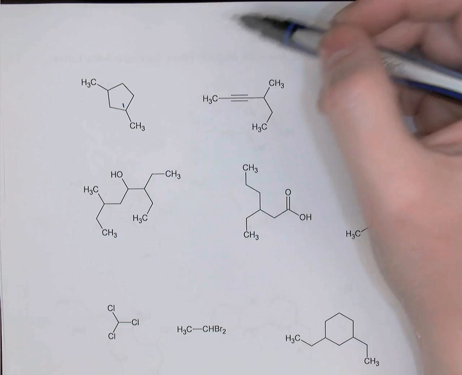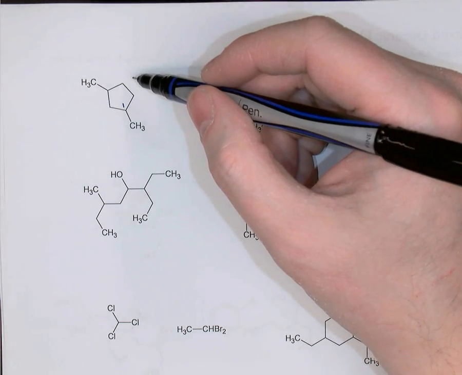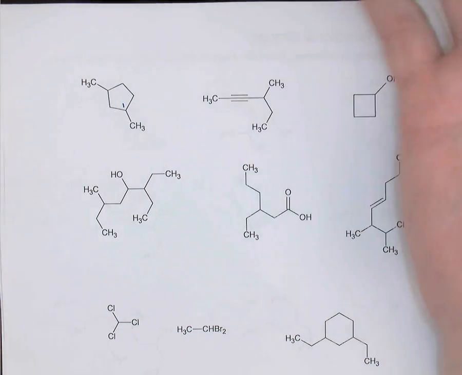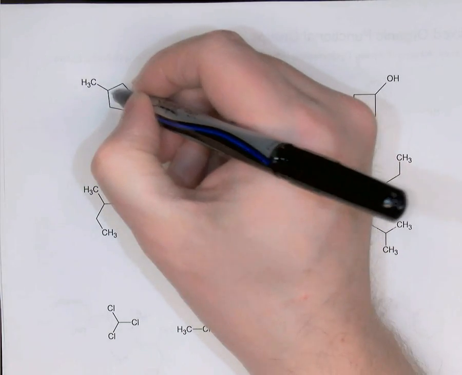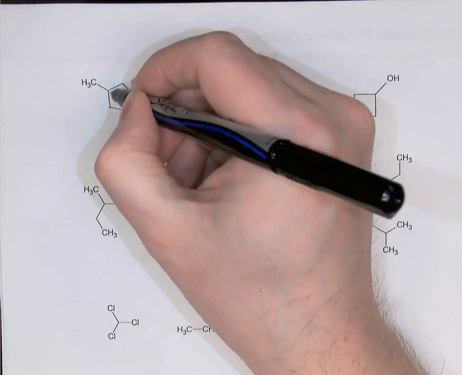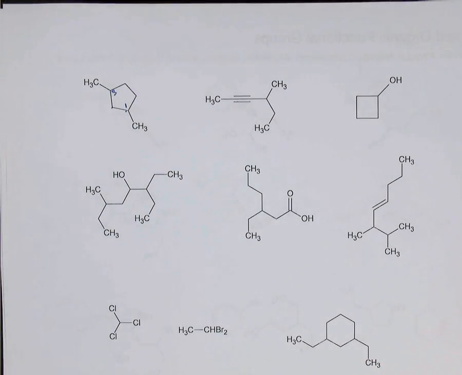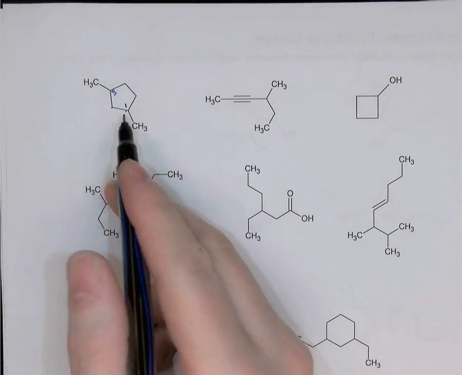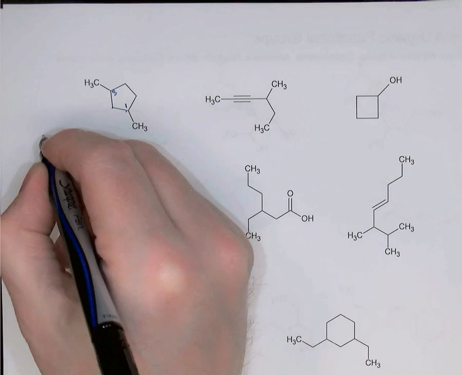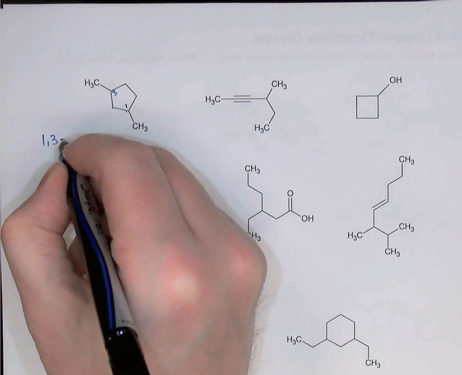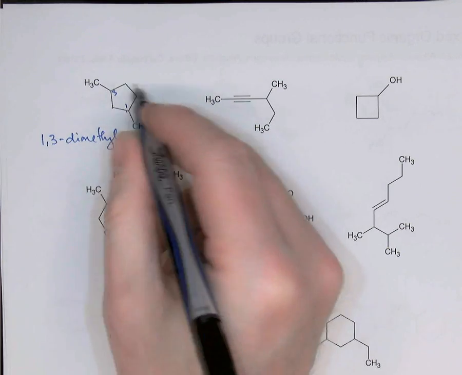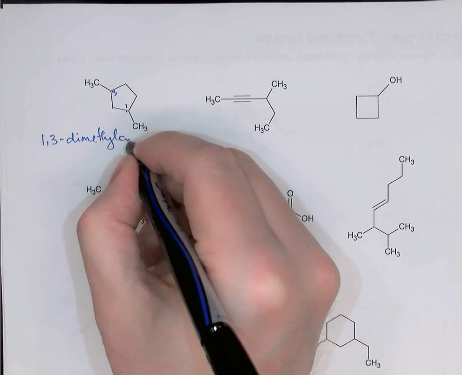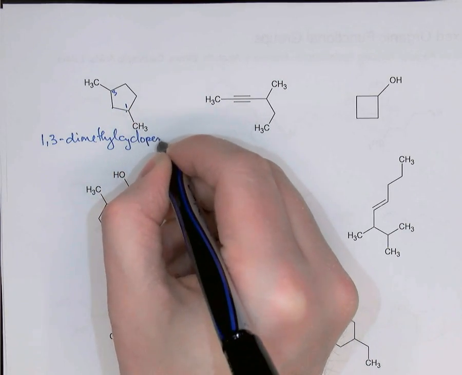And then I'm going to number in a direction that would keep the next branch at a smaller number. So if I number clockwise, 1, 2, 3. So that's carbon 1, and then carbon 3 would have methyls on them. So this is 1,3-dimethyl, and 5 carbon ring, cyclopentane.